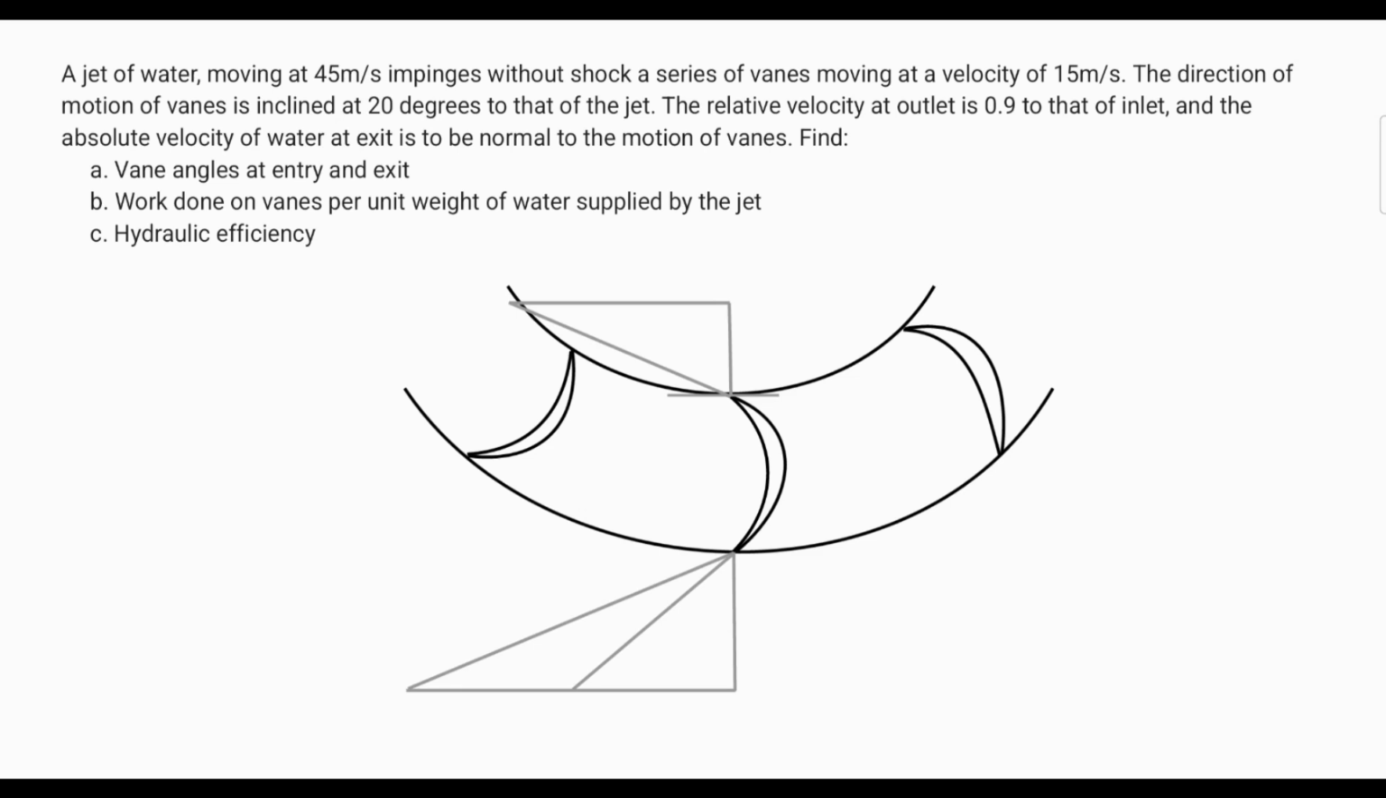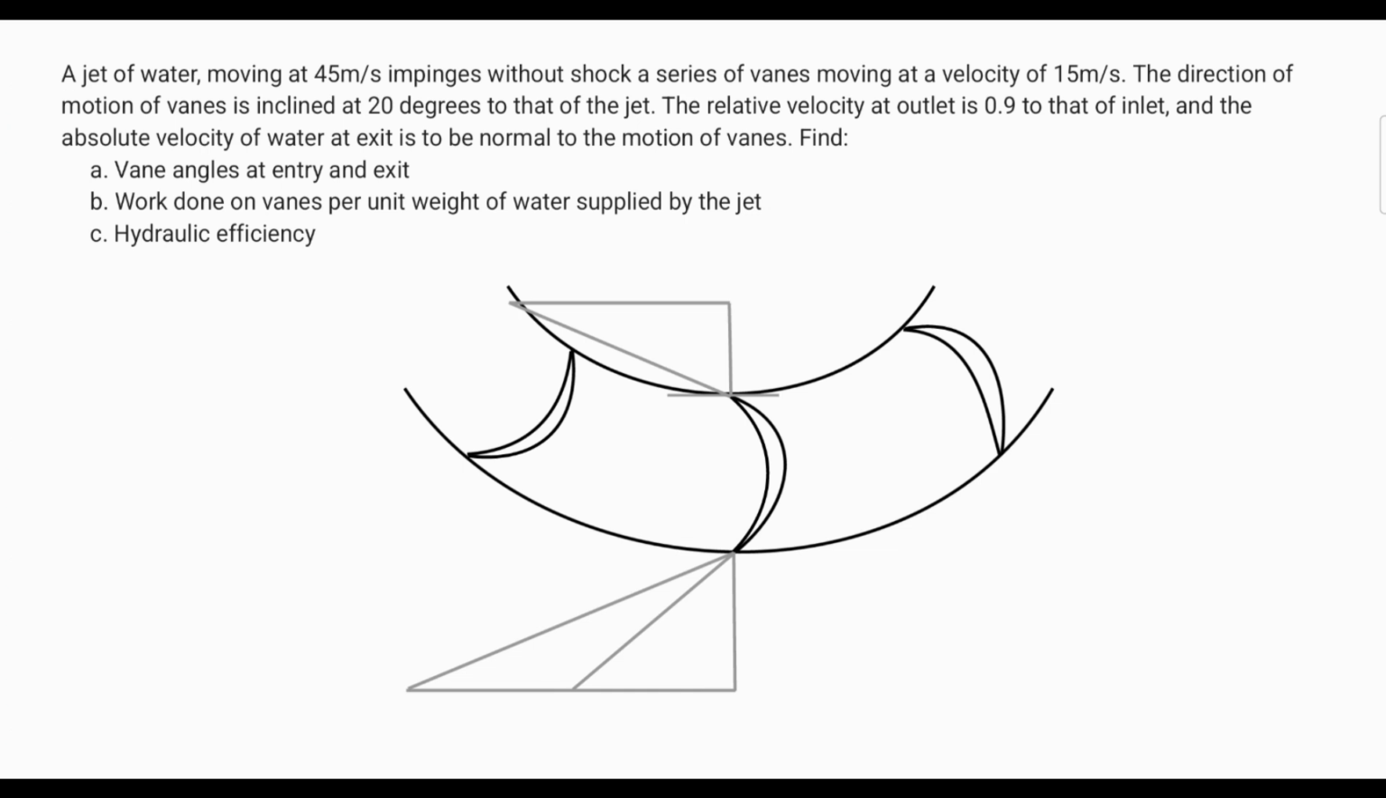Let's try to solve another hydrodynamics problem. So it says here, a jet of water moving at 45 meters per second impinges without shock a series of vanes moving at a velocity of 15 meters per second. The direction of motion of vanes is inclined at 20 degrees to that of the jet.